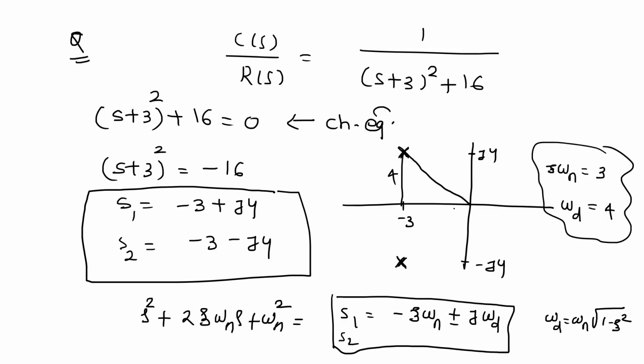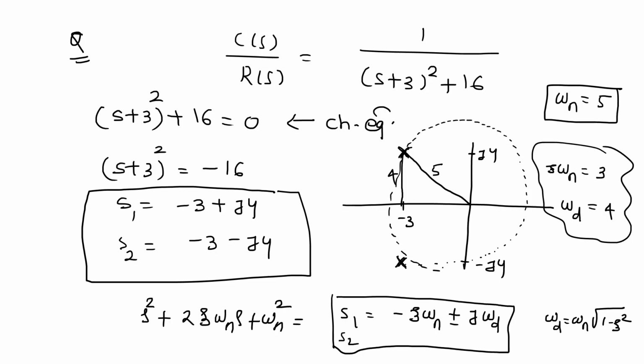This is 4 and this distance is 3. This hypotenuse will be 5. This 5 is nothing but your omega n. Okay, omega n equal to 5. Because these two poles always try to move in a circle, and that circle has a radius always equal to your omega n. So this always moves with a radius of omega n.